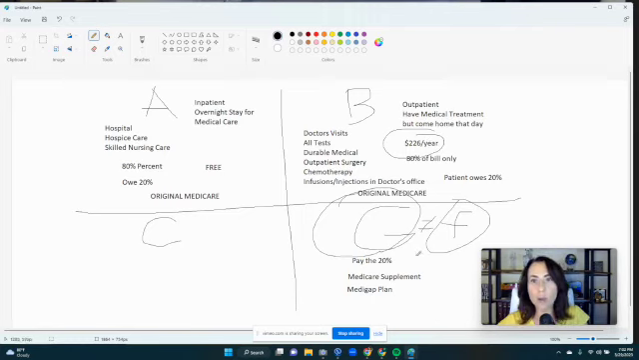So that's why most people who even have been on Plan F, if they're very healthy, can switch over to Plan G. So let's go over here for a moment and let's talk about this.